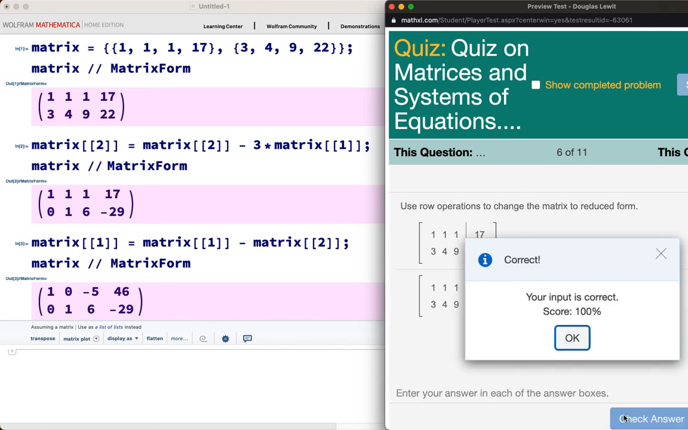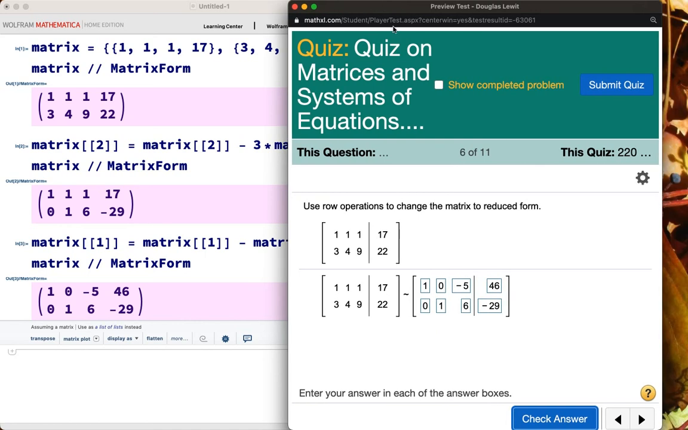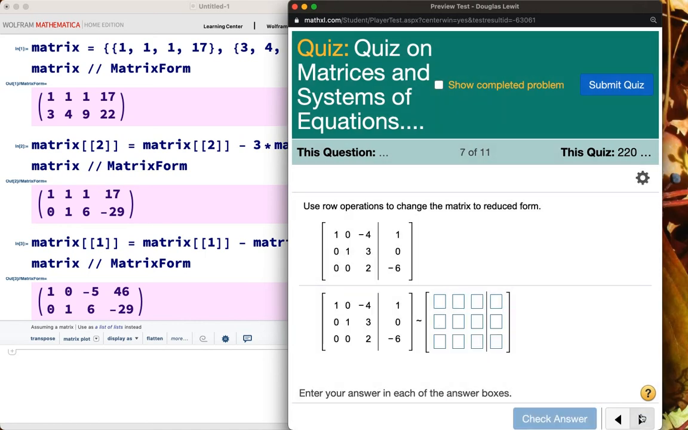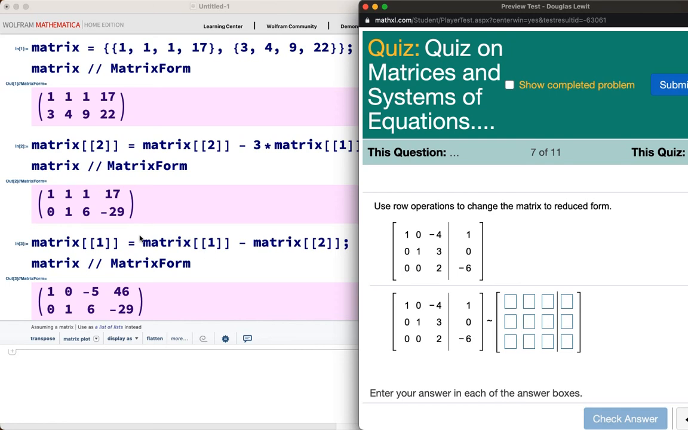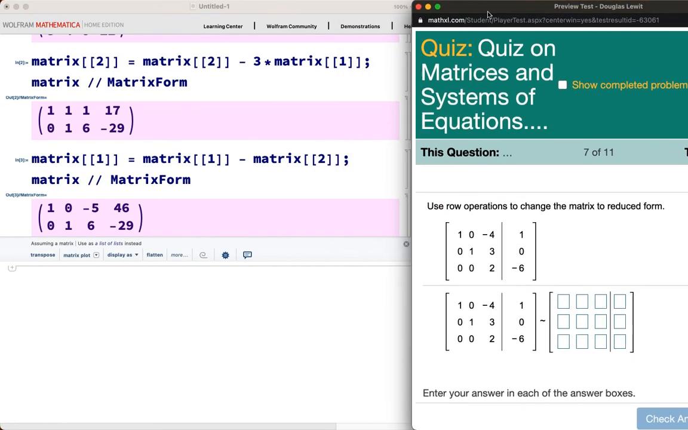Okay? Your input is correct, score 100%. So, not hard to do. You just have to know how to manipulate the rows of your matrix in Mathematica, right? Okay, let's move on to the next problem. Use row operations to change the matrix to reduced form. It's the same thing, just like what we did for number 6. Should be easy. Let me just move this over.